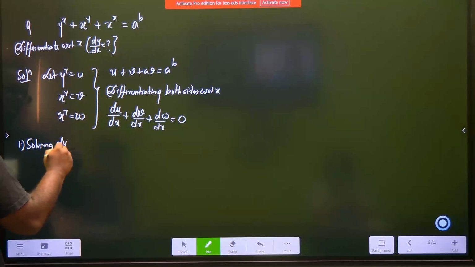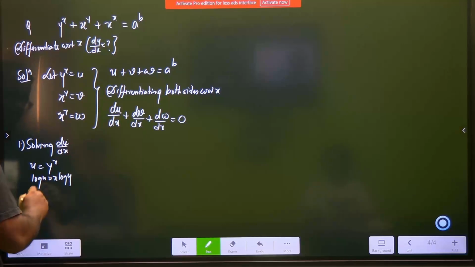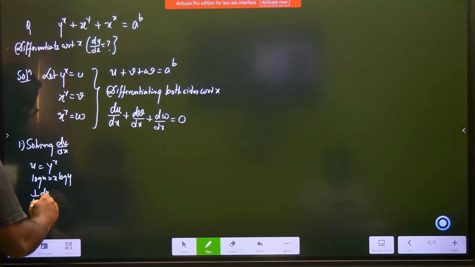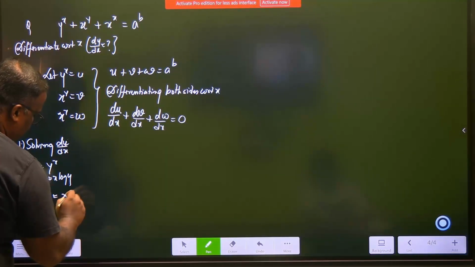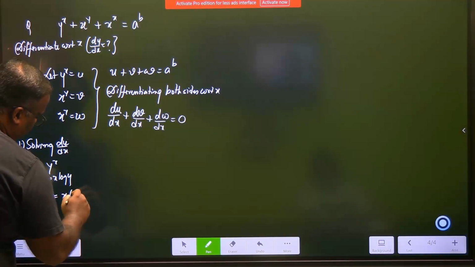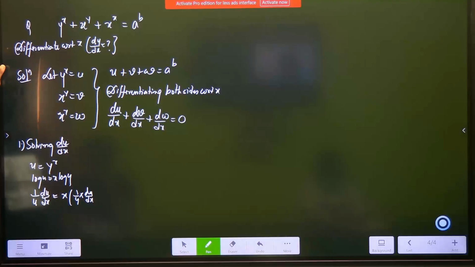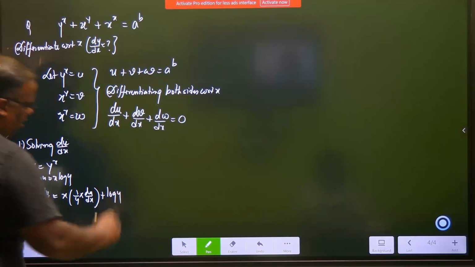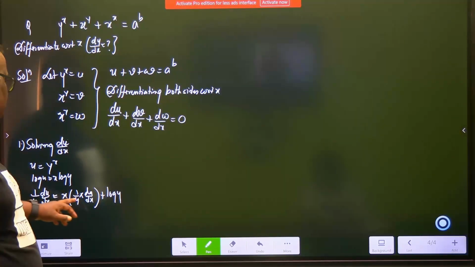Number 1, solving du by dx. How do you solve it? u is equal to y to the power x, log u is equal to x log y, right? 1 by u du by dx. If you differentiate, 1 by u du by dx. So let's differentiate this side. It will be x into d of log y, which is 1 by y into dy by dx, plus log y. Is this clear? First function into differential of second function.